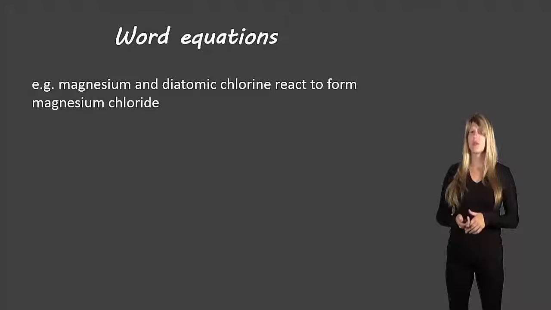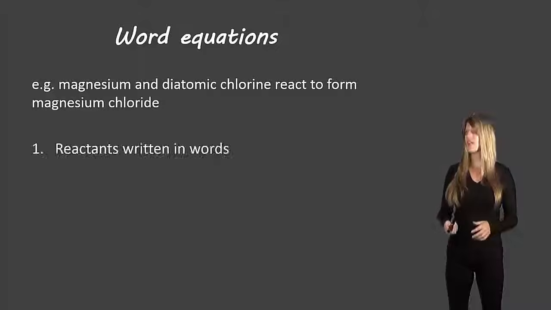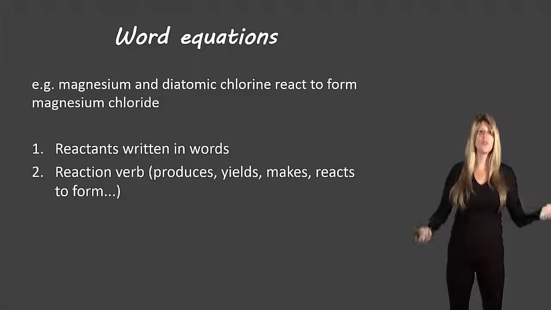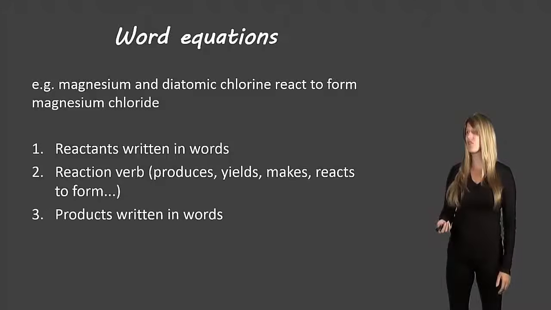Magnesium and diatomic chlorine react to form magnesium chloride. So let's break that down. You start off by writing the reactants in words. You then write a reaction verb, so something like produces, yields, makes, reacts to form, decomposes into, so some sort of reaction verb, and then the products are written in words. So we need to remember all of our nomenclature in order to write these in words.